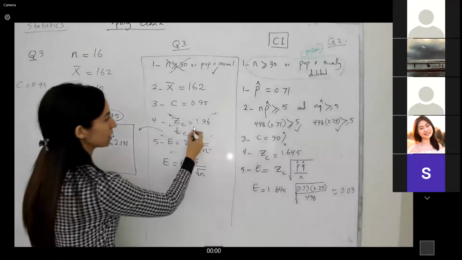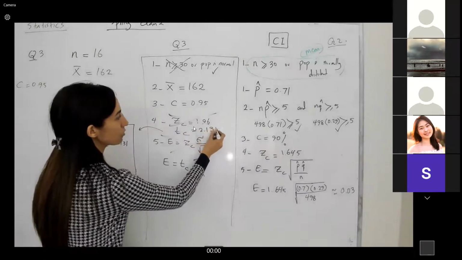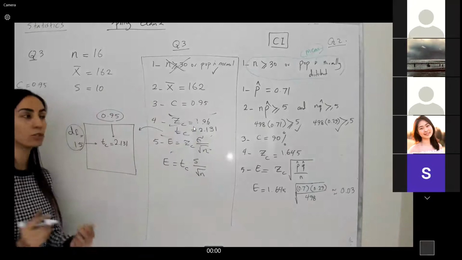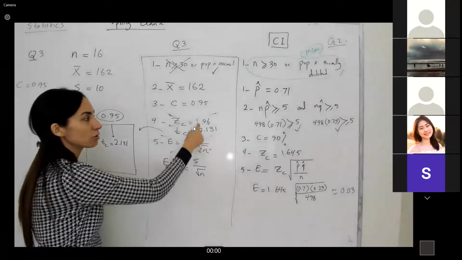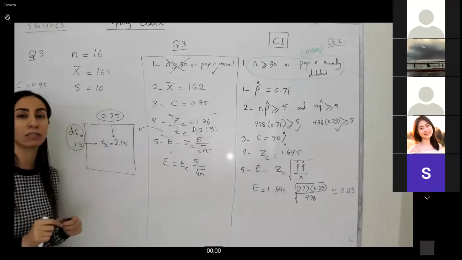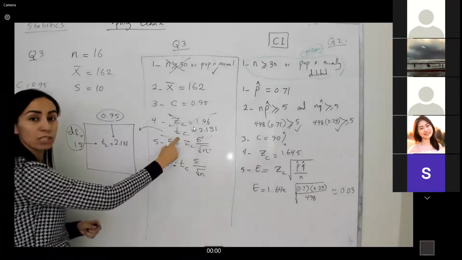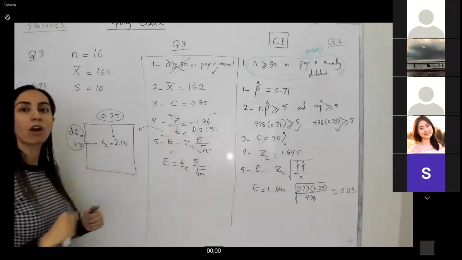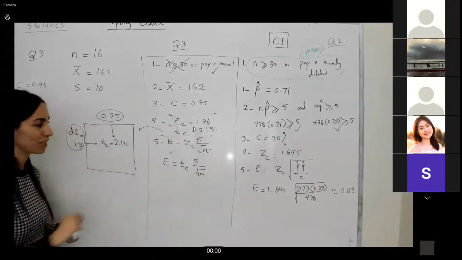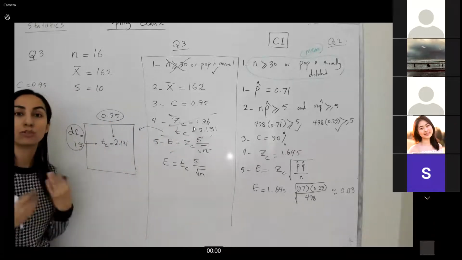So my TC is 2.131. Note that if you used your ZC, your critical value was smaller. Now that you're using your TC, you get a larger critical value. So your margin of error is going to be different.